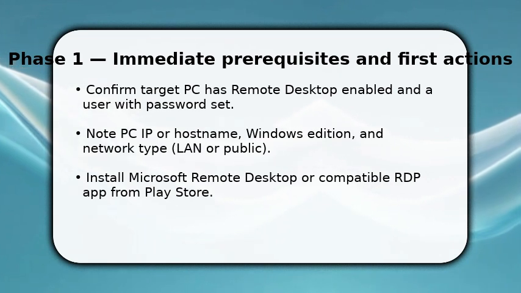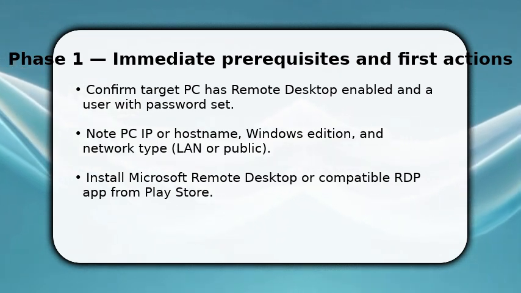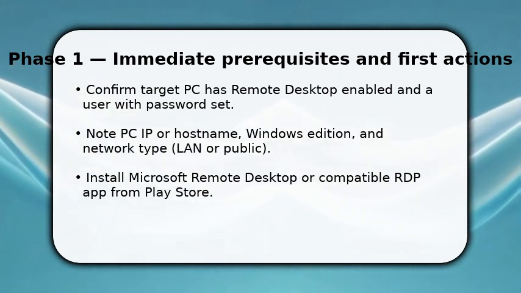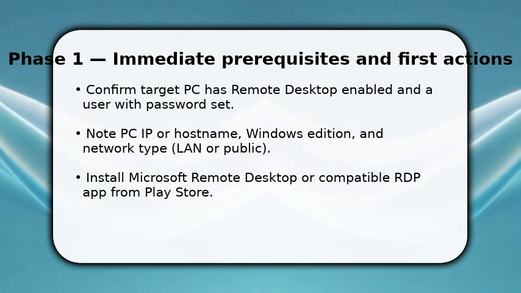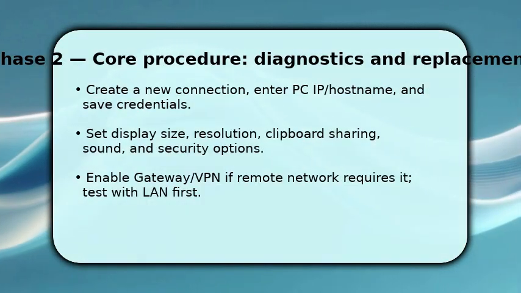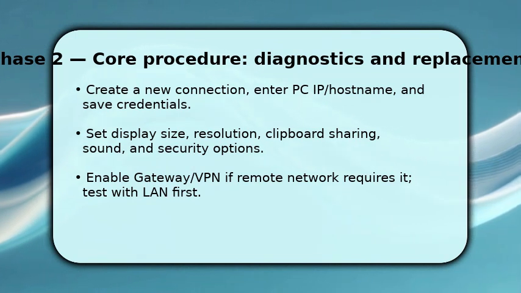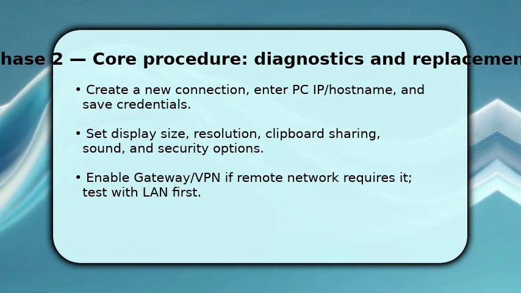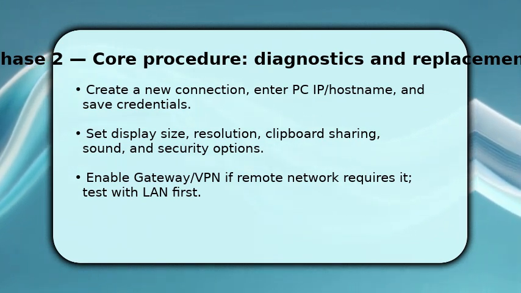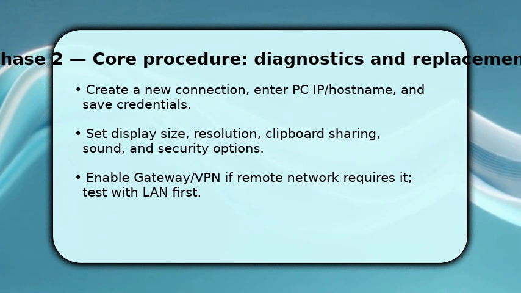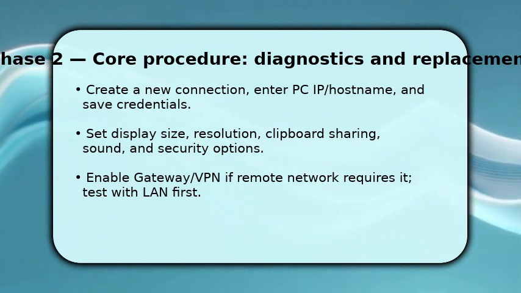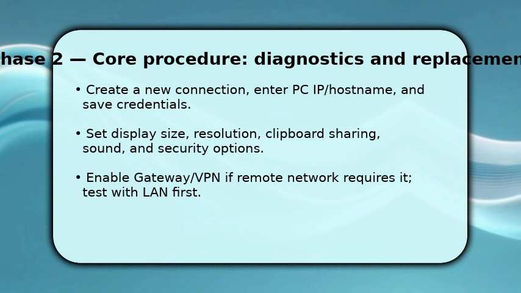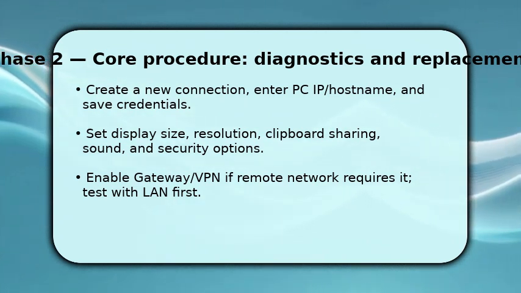You now create and tune the connection. Add a new desktop, type the PC IP or hostname, and save your username and password securely in the app. Then adjust display resolution, scaling, clipboard sharing, and sound redirection so the session feels responsive. Lower resolution for slow networks. If your environment needs an RD gateway or VPN, configure that next. Enter gateway hostname and credentials. Make sure to test a local LAN session.